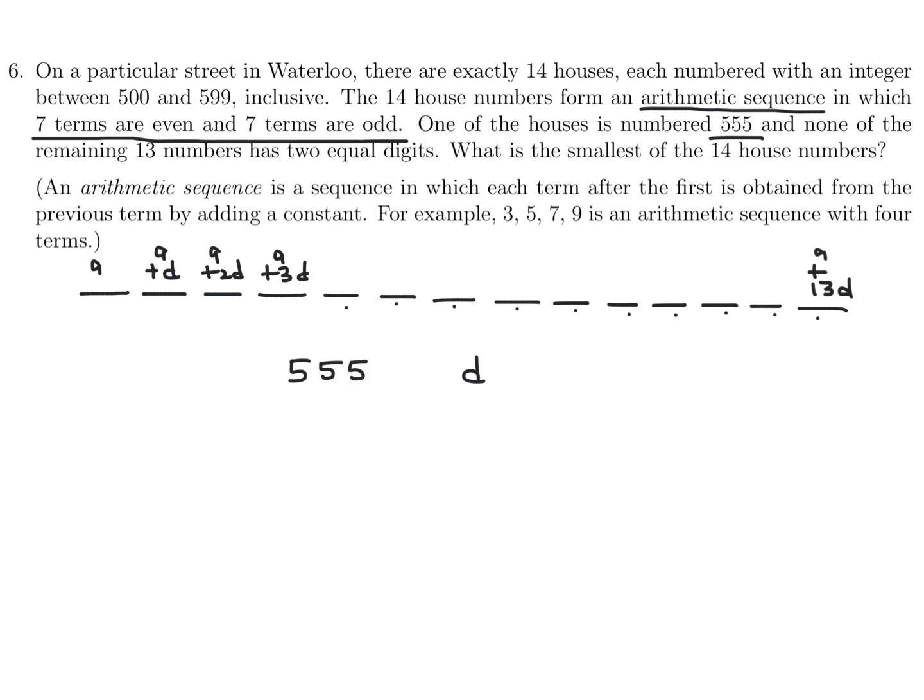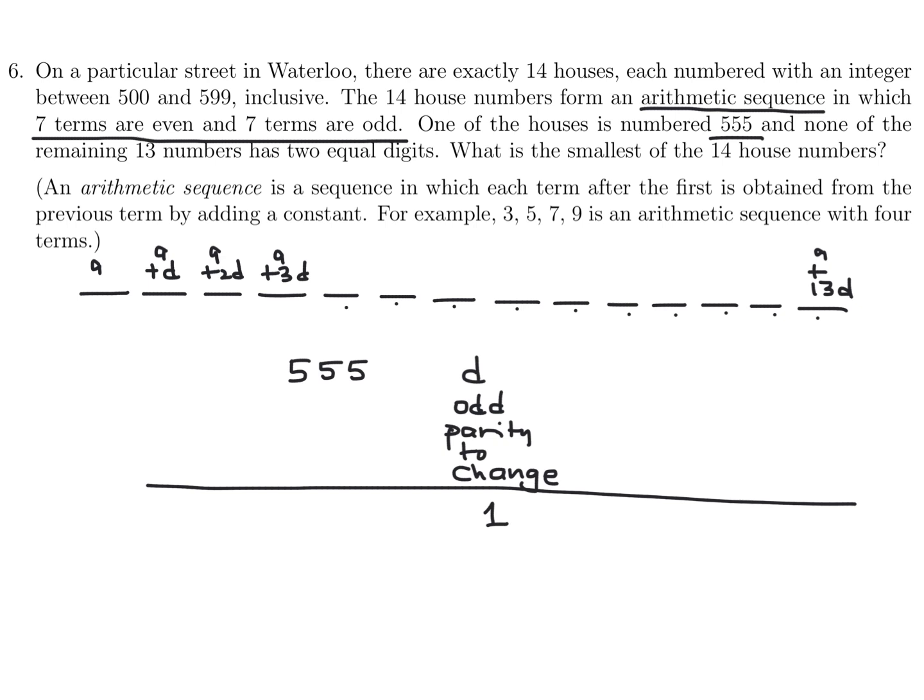So that basically means that the D has to be odd. Now, that's the only way for the parity to change from even to odd. Because, for example, if D was odd, then the next one will be 556, which is even. And the next one will be 557, which is odd. But if D was even, like 2, 555 plus 2 is 557, which is odd. Then plus 2, 559, which is odd again. The parity wouldn't change. So D has to be odd. So it has to be either 1 or 3 or 5 or 7 or 9. You guys get the point.